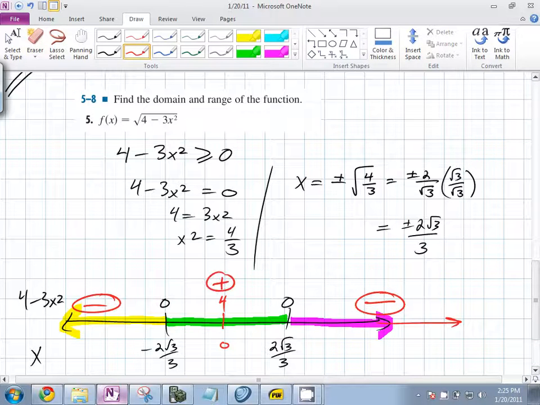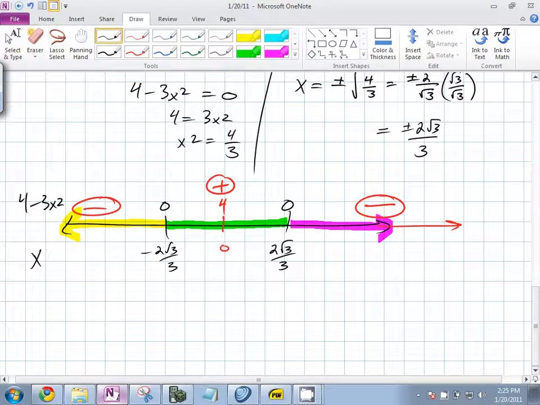So one sec, Hannah, we'll get to this. What's the domain then? X has to be less than or equal to 2 root 3 over 3 and greater than or equal to the negative of that? Can it be equal to those values? It can. Can you take the square root of 0? Yes. We had to be careful.